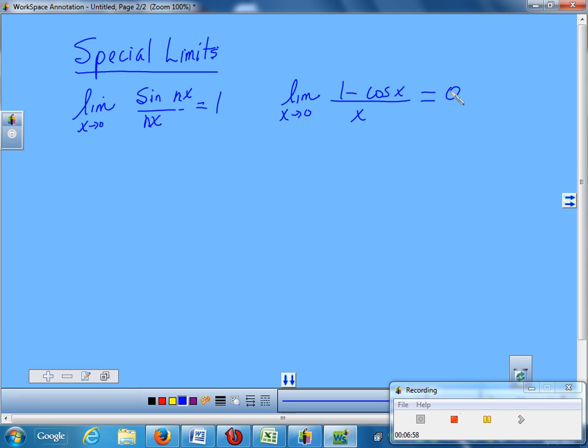So, what can I ask you to do with more problems then? What else can we do to these things? Suppose I gave you the sine of 5x over plain x. It's still going to equal 1. No, it's going to equal 5. Is it going to equal 1? No. Because I said that you have to have the same coefficient on both x's.